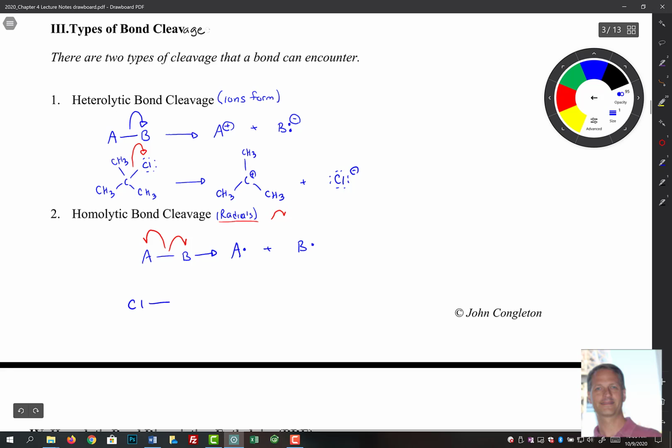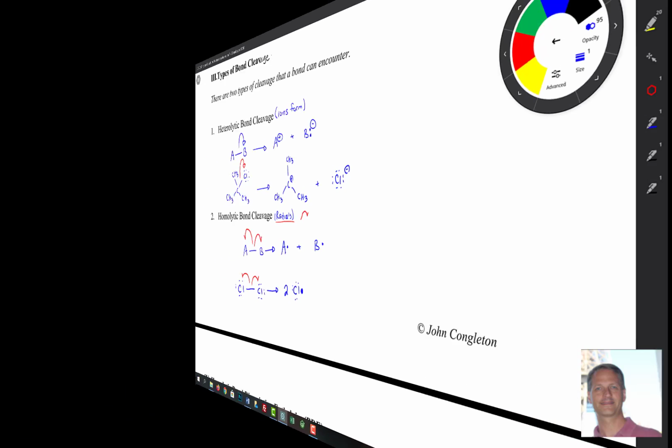An example of that would be chlorine. Chlorine has all those lone pairs on it, and this bond can be homolytically cleaved. That would form, in this case, two atoms that are the same, so I'm going to write a 2 here. I'm going to highlight that radical, that electron, as being a little bit bigger just to make sure you see it. That would be an example of your homolytic bond cleavage.